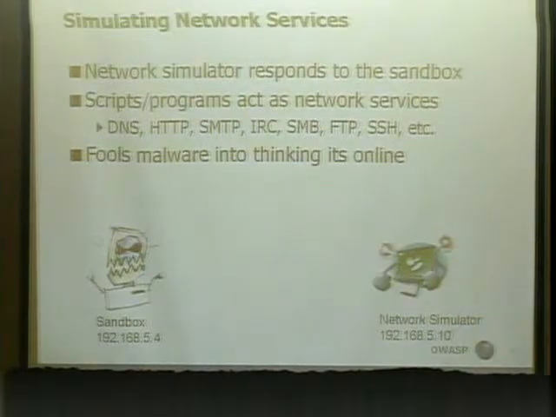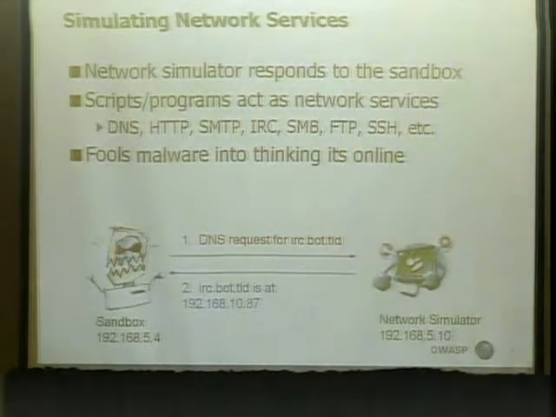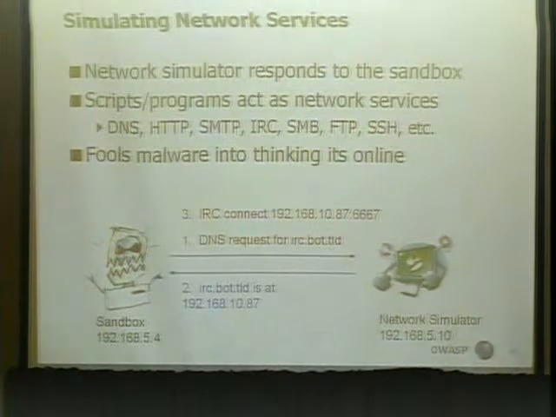To give you an example, we've got our sandbox here and our network simulator, and they're connected via a crossover cable. We run some malware on our sandbox, and it sends out a DNS request for irc.bot.tld. The network simulator is going to intercept that, and it's going to respond with a DNS response saying that irc.bot.tld is at 192.168.10.87, a different IP address than its actual IP address. So, the malware gets this DNS response and says, all right, I want to connect to an IRC server on port 6667, on the IP address that the network simulator sent back to us.